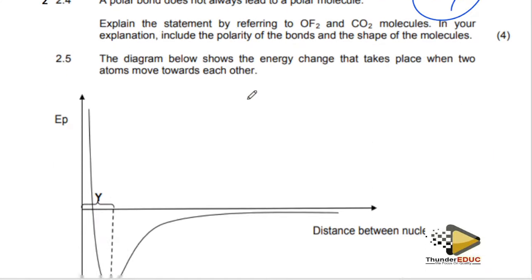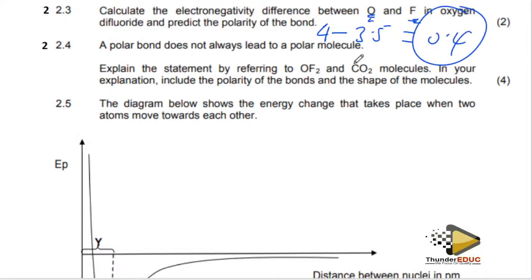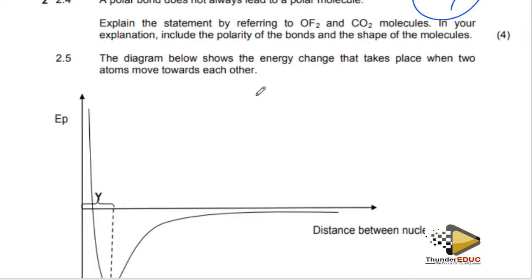They're saying explain the statement, referring to this and this molecule in your explanation. Include the polarity of the bond and the shape of the molecule. So what you need to do here is to draw the structure and then find out. Okay, this is the oxygen. We saw it. Let me draw it like this.